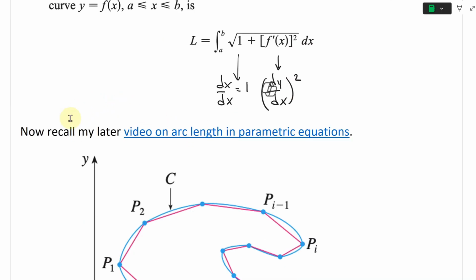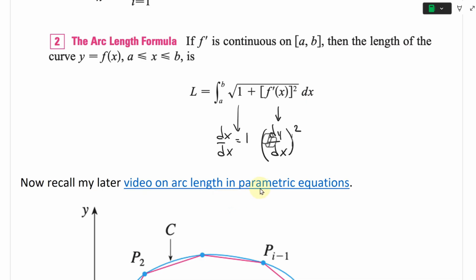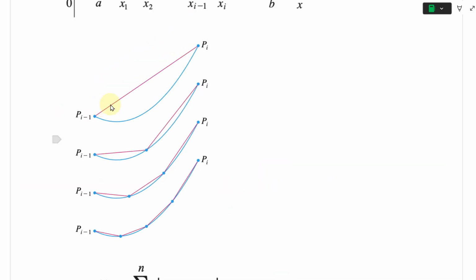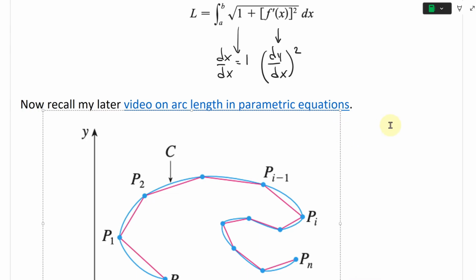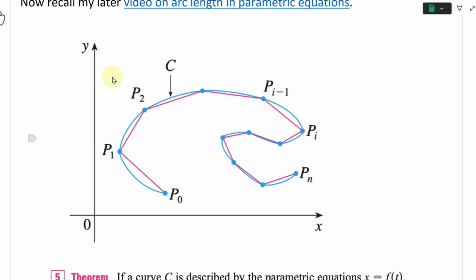Anyways, so now going further, recall my later video on arc length and parametric equations. This was just a basic function. Now we're taking parametric equations, and again, when you have parametric equations, you basically use the parameter t as opposed to making it a function of x. So you're going to have both y and x as functions of t. So you're going to have some weird curves like this. Whereas the other one, you have one-to-one functions and so on. So anyways, it goes like this.